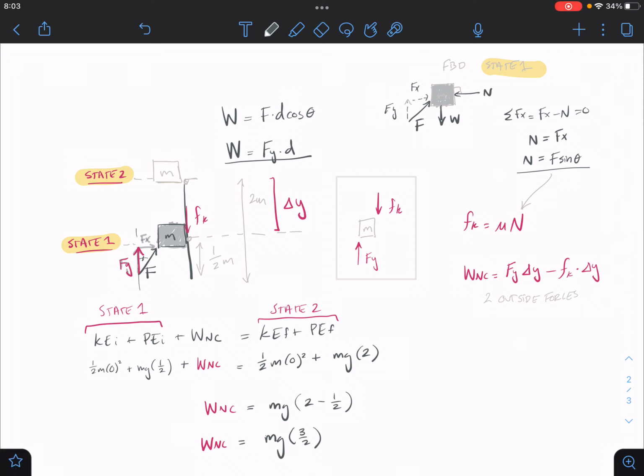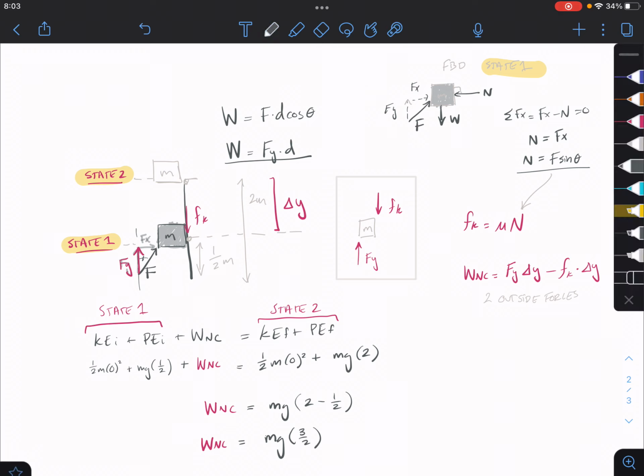So if I do sum of forces in the x direction, because I want to find the normal force, I have no acceleration into the wall. It's going to be flat up against that wall. So I'm setting it equal to 0, and I can say that the normal force is equal to this F x component. And if I look at this angle, F x is directly across from the angle that they give me, so that's the magnitude of F sine theta. And I can plug that in to find my frictional force, and I can say my frictional force is equal to mu F sine theta.